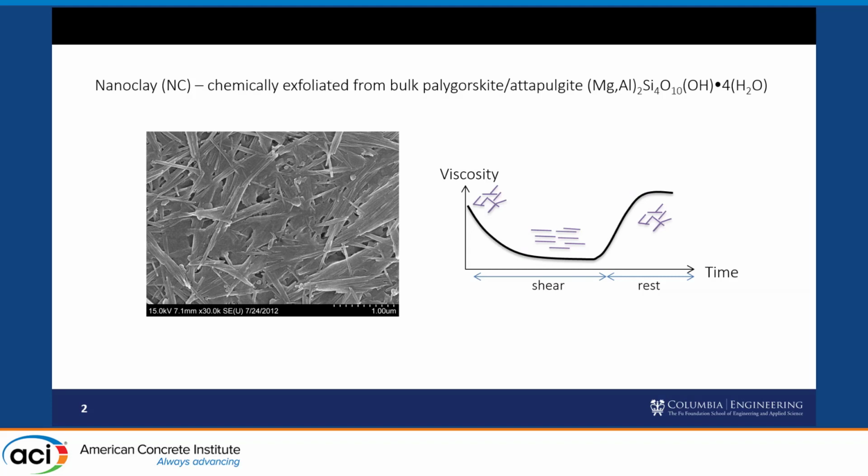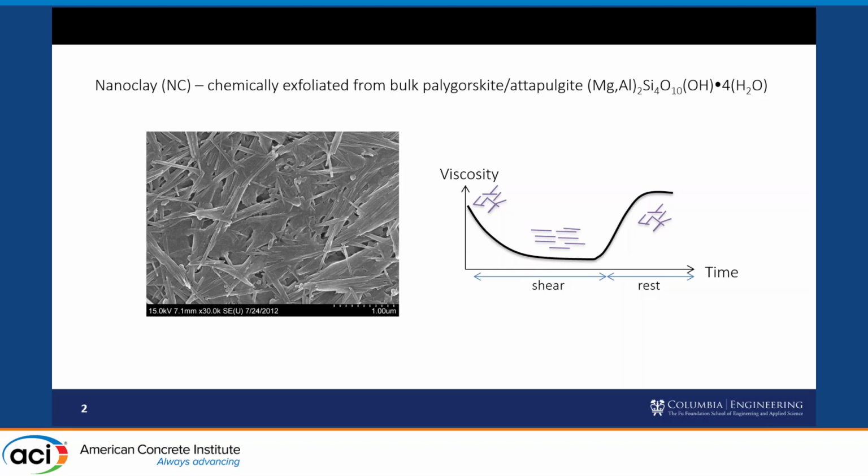Nanoclays can include any nanotype that has a dimension at the nanoscale. But in my presentation, I'm going to specifically be referring to a chemically exfoliated form of palygorskite attapulgite clay. This material has been found to be a very effective rheological modifier, specifically in enhancing thixotropy at very low dosages. And this really is tied to its physical properties.